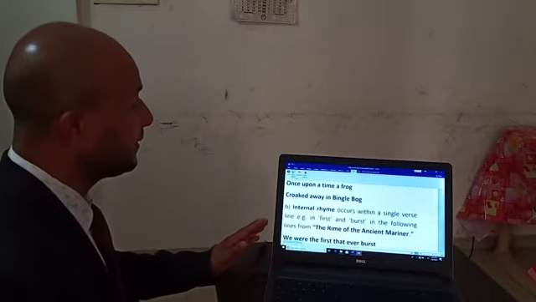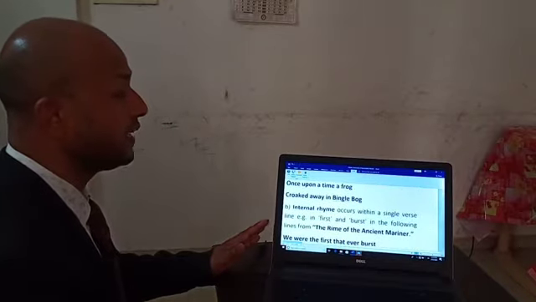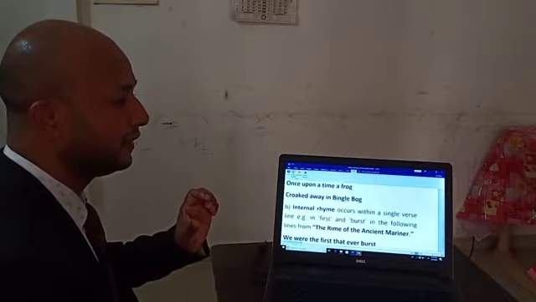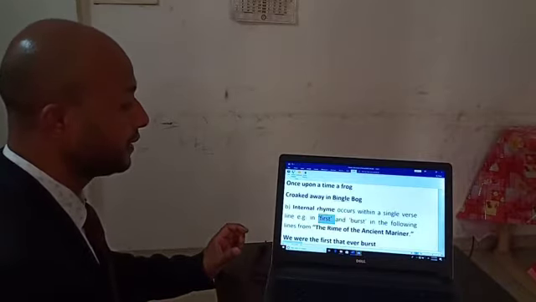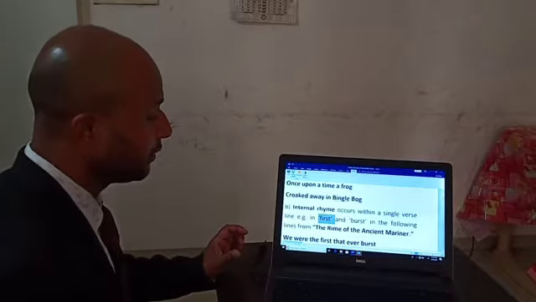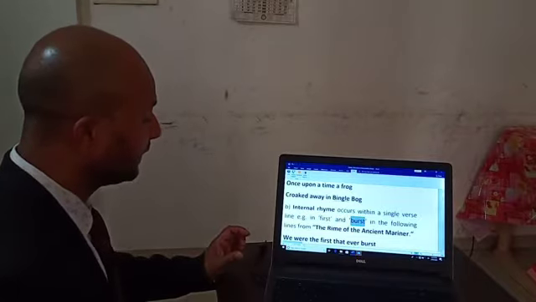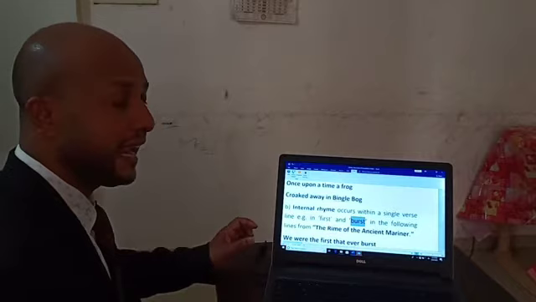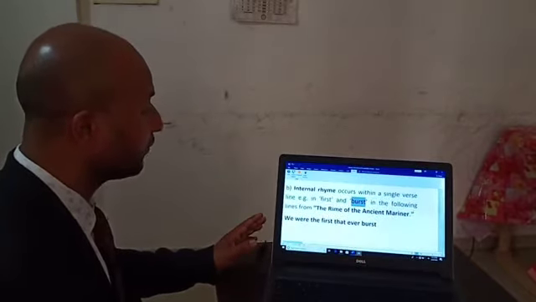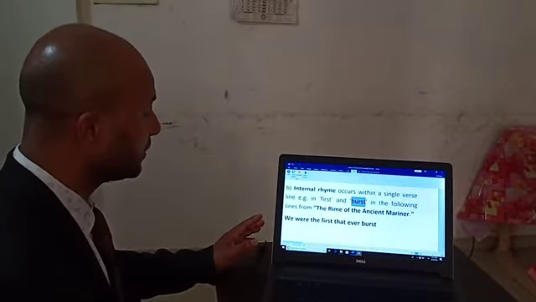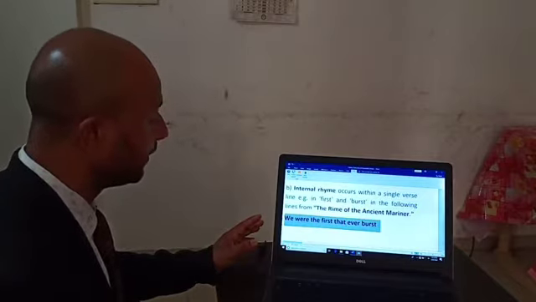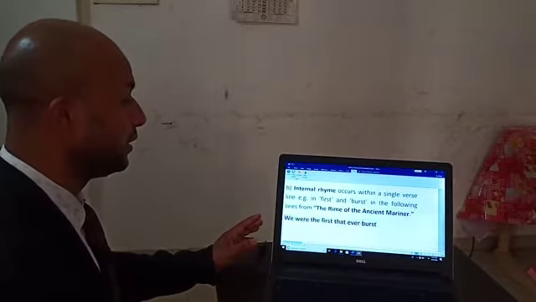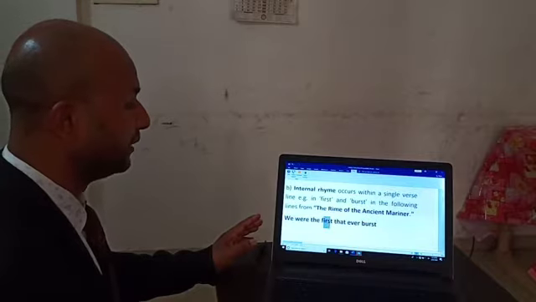Next we go to internal rhyme. Internal rhyme occurs within a single verse, in the same line. Example, first and burst, in the following lines from The Rime of the Ancient Mariner. We were the first that ever burst. So here you can see the example. We were the first that ever burst. So first and burst, these two words are used in the same line.